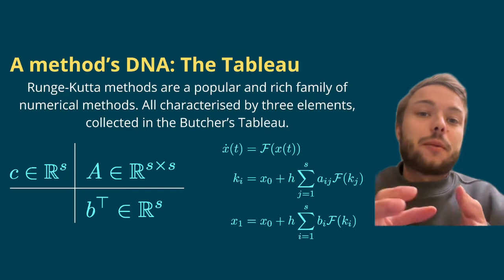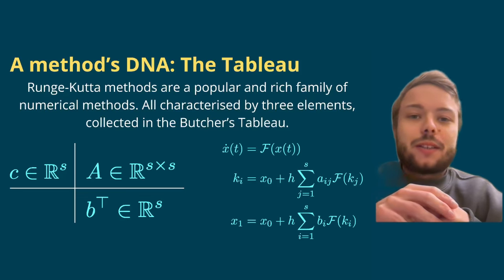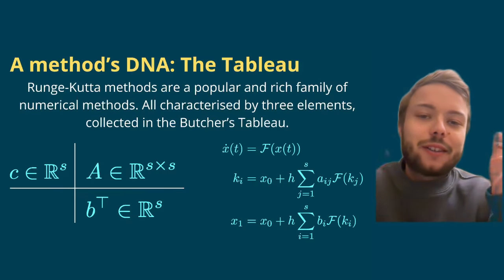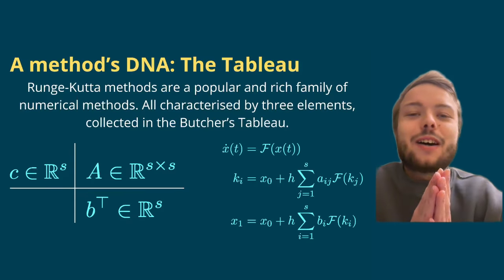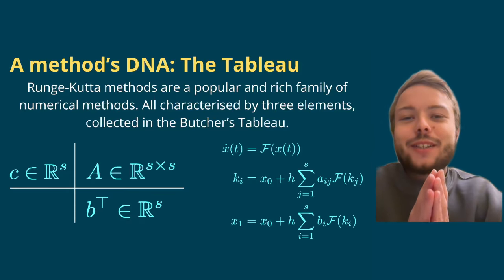These two methods are both Runge-Kutta methods, and the very appealing aspect of these methods is that most of their properties and their actual expression are fully characterized by what we can say is their DNA, which is the Butcher's tableau.